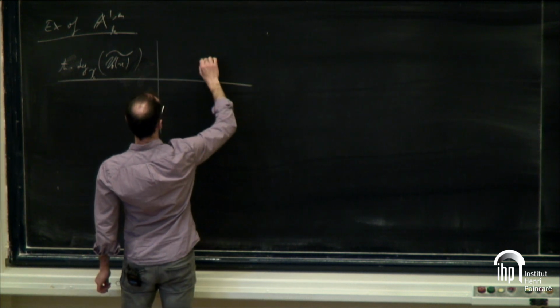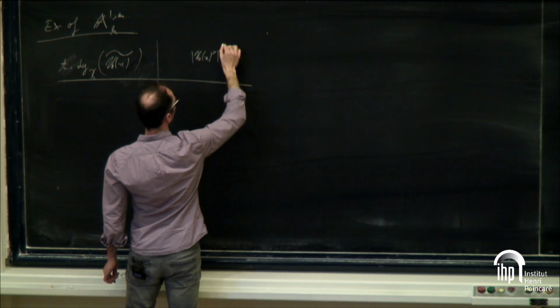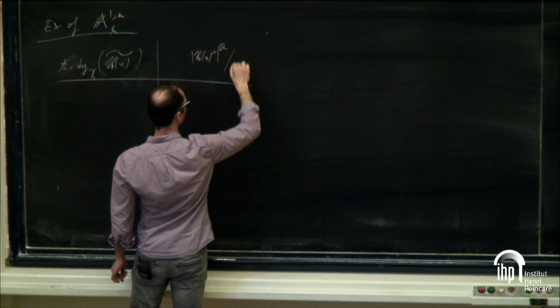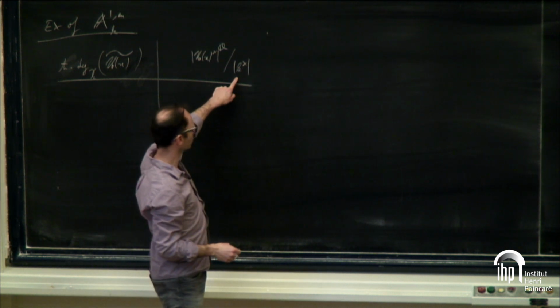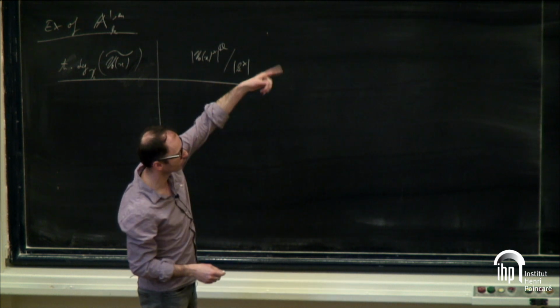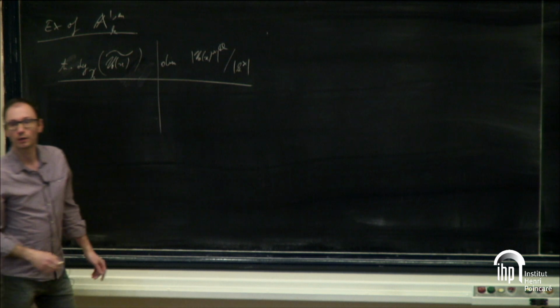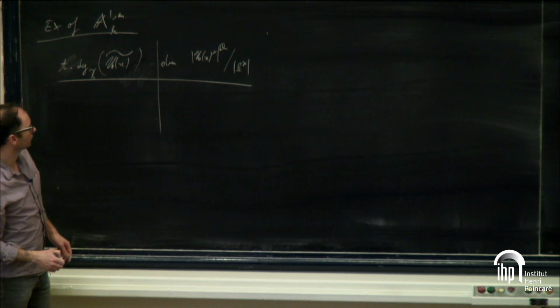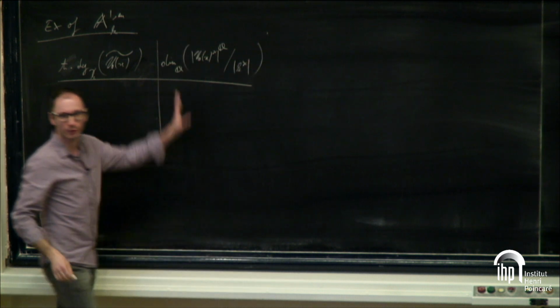Second, I can look at the value group, or maybe its divisible closure, and mod out by the value group of the base field, which is already divisible because it's algebraically closed. Okay, let me just leave it like this. Probably you know this invariant very well.